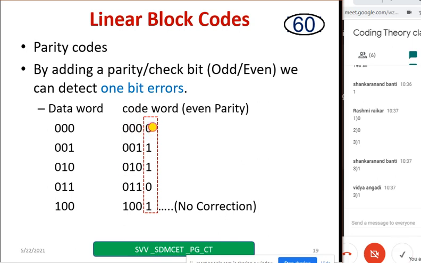Now, whatever I have just now told, the same thing I have done here. All zeros, 0, 0, 0, 1. I am adding a 1 to make even parity. Simply, I am adding 1. So, this parity helps us to detect whether error has occurred or not. Correction cannot be done, but at least we can detect whether error has happened or not.